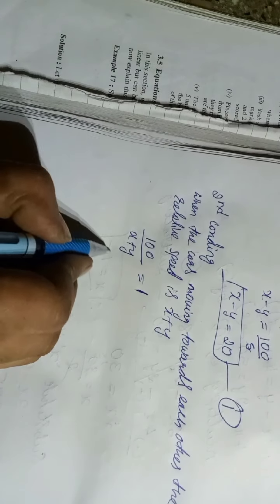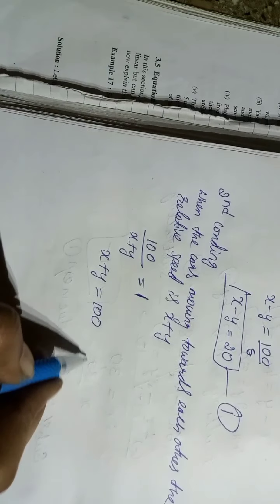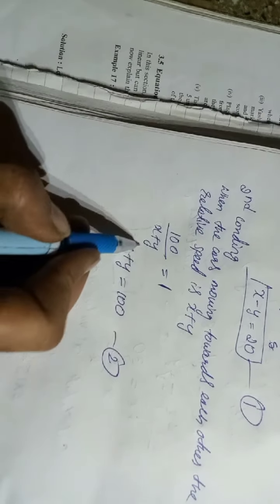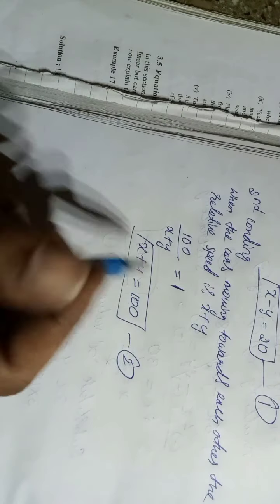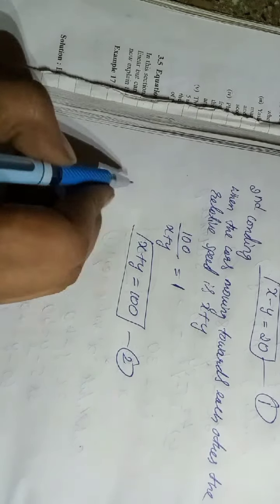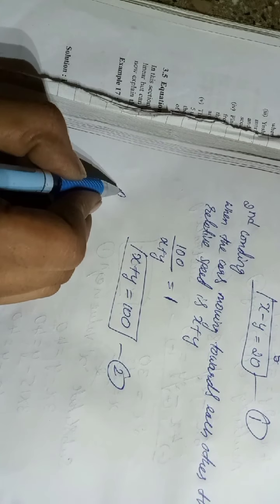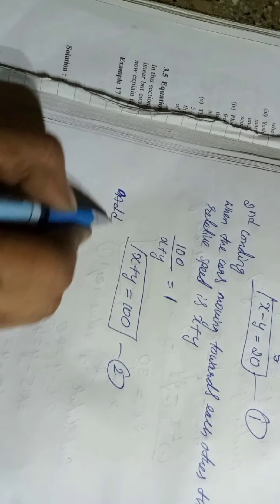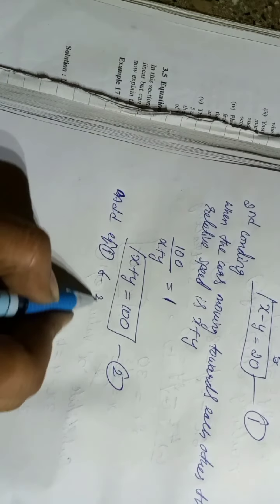So here cross multiply, x plus y is equal to 100. So this is only equation 2. Equation 1, equation 2 we saw now. We can do the subtraction method now. By subtracting or adding also we can do. So I am just going to add here. Add equation 1 and 2.